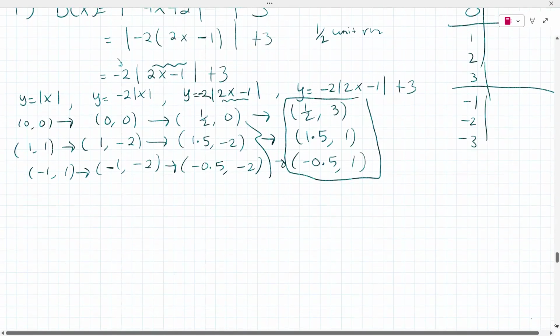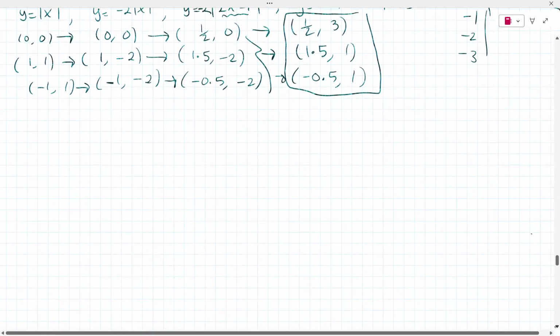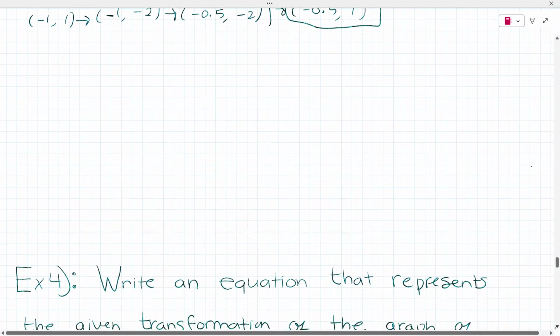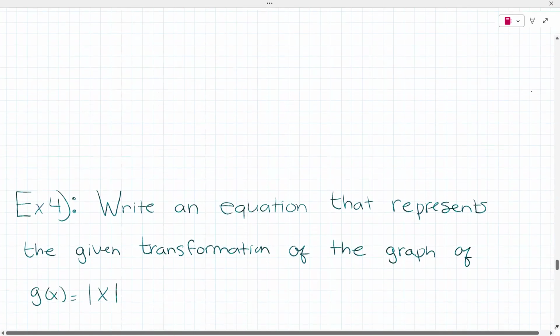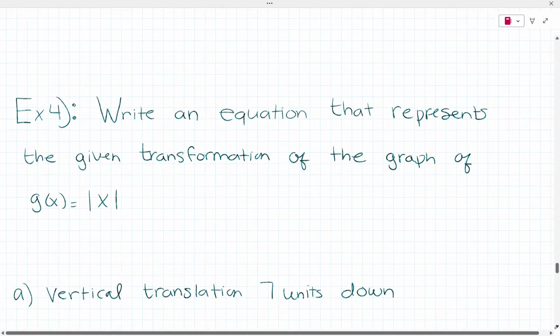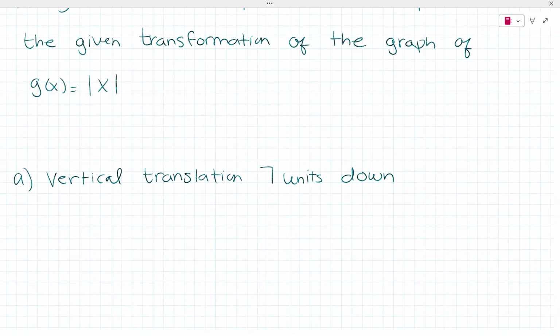Okay, let's do more. Example 4 says write an equation that represents the given transformation of the graph g of x equals absolute value of x. So what they're saying is you start with this, your parent graph, absolute value of x, and we got to do a vertical translation. We got to find a new equation of a vertical translation of 7 units down. So a vertical shift, that's what they're saying.